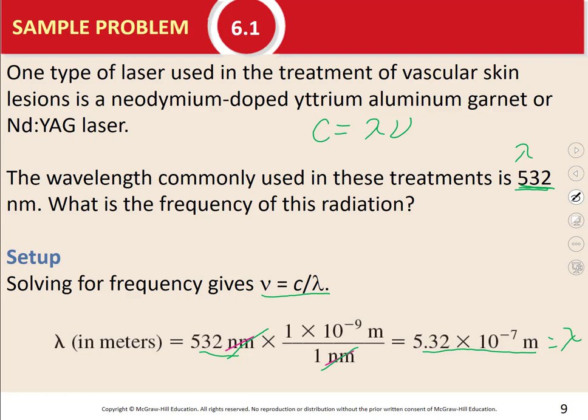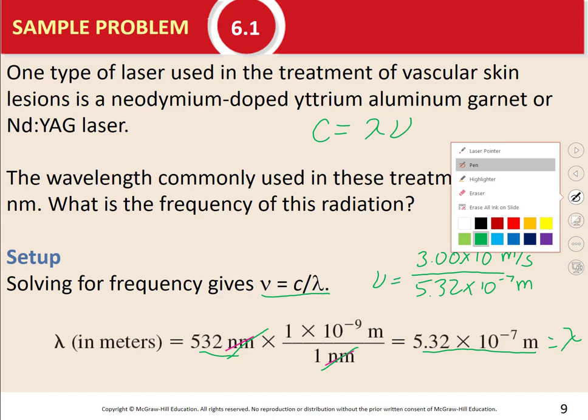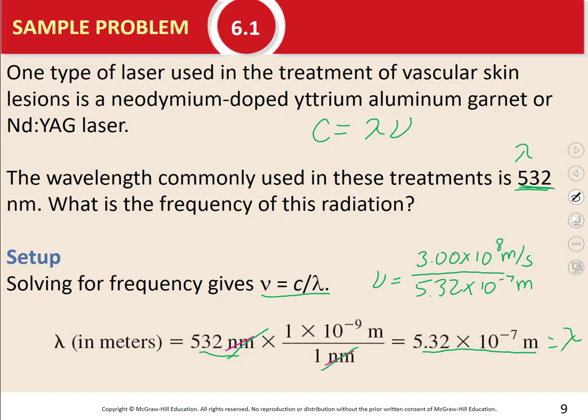And now we can just plug it into our equation. So speed of light, again, we're just going to use the 3 times 10 to the 8th meters per second divided by our wavelength, 5.32 times 10 to the negative 7th meters. What happens to our units? Meters cancels, and we're left with? Good, 1 over seconds, which is the unit for frequency.